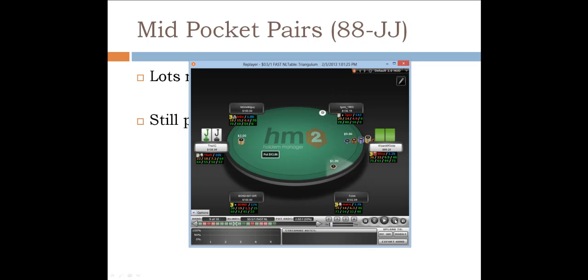Pocket jacks versus the Wizards of Odds. Definitely calling in position here. Once he checks, I bet, he calls, turns to 3. I should bet again here. 25 bucks would be good. A check back, and the river goes check check, and he has top pair, top kicker.